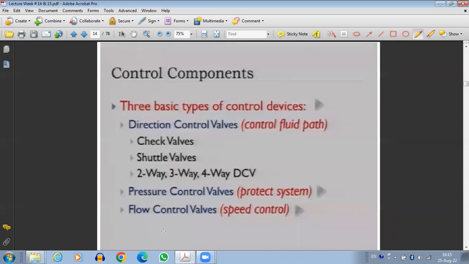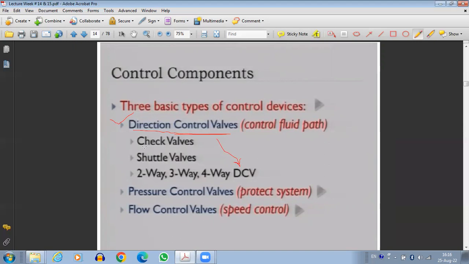Let's discuss a little about control. When we talk about control, there are basically three types of control devices. We have direction control devices. We call them DCVs, which is a very common term used here. So DCVs are basically the direction control valves. This is just to control the fluid path.